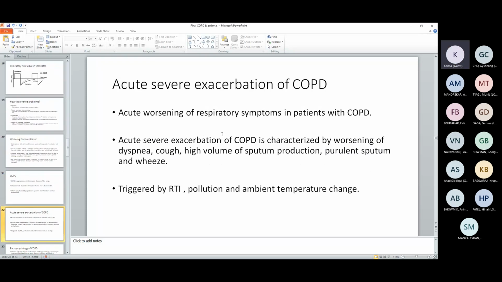So in acute severe exacerbation of COPD, the worsening of respiratory symptoms of COPD occurs. That is characterized by worsening of dyspnea, cough, high volume of sputum production, purulent sputum and wheeze. That can be triggered by respiratory tract infection, pollution, and change in the atmospheric pressure.